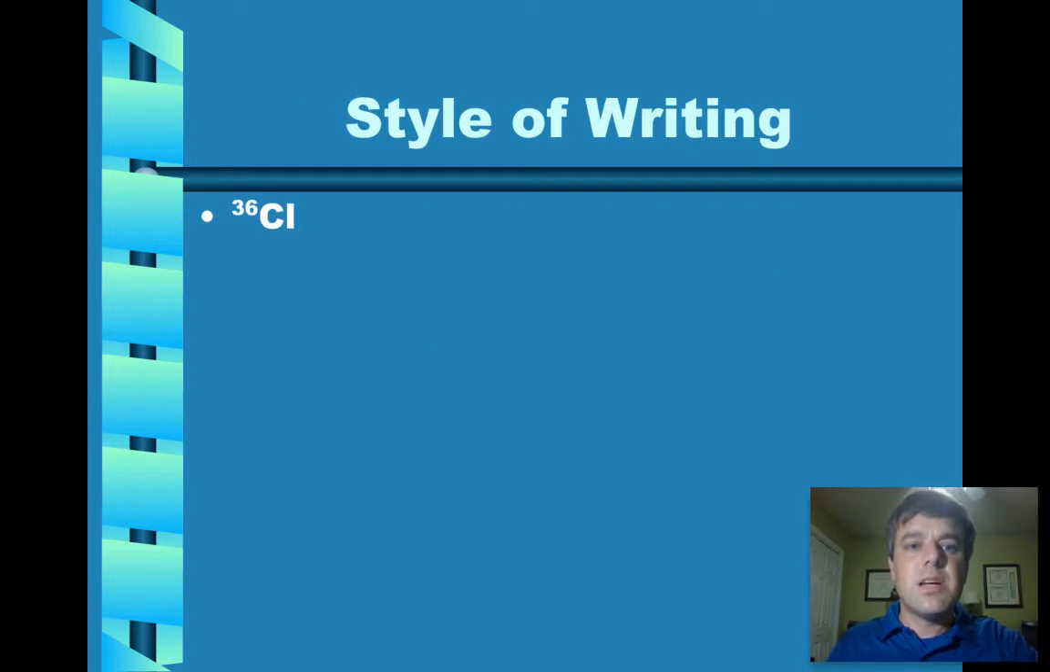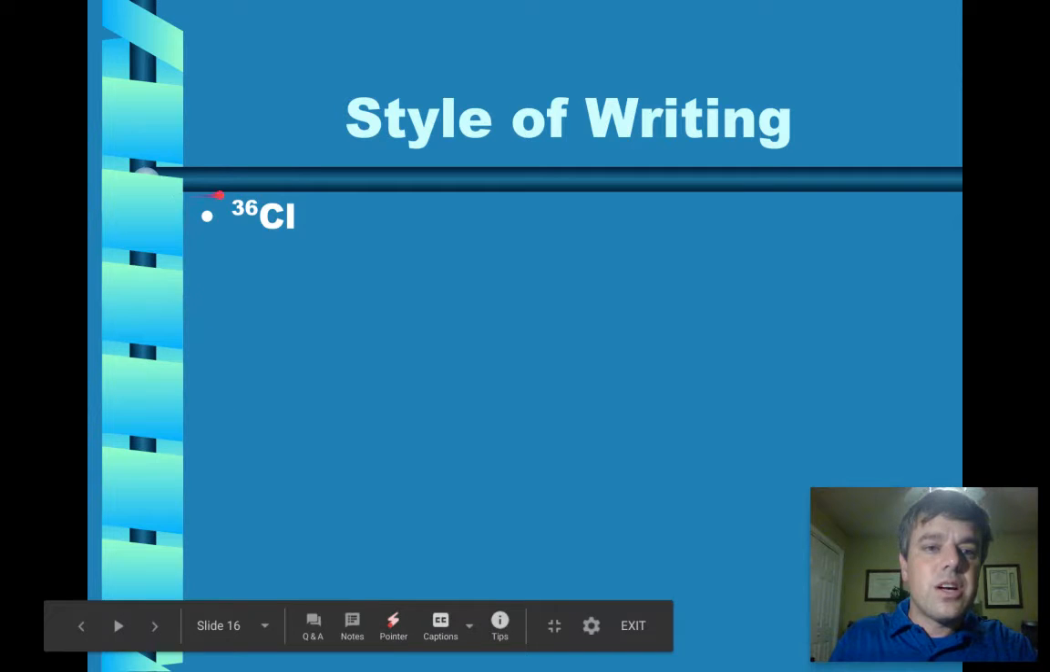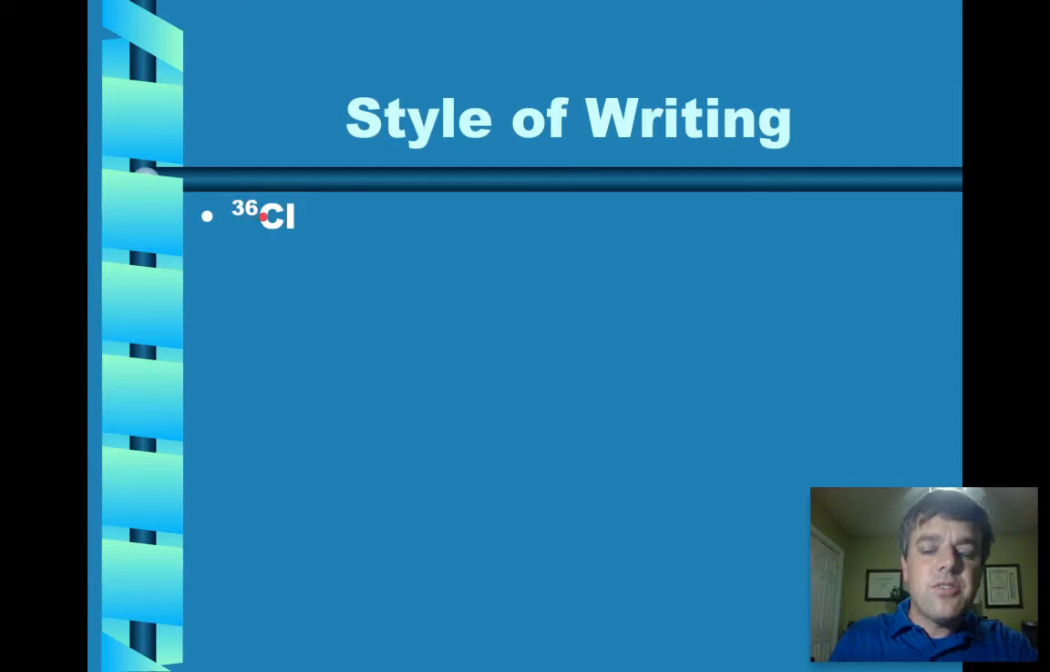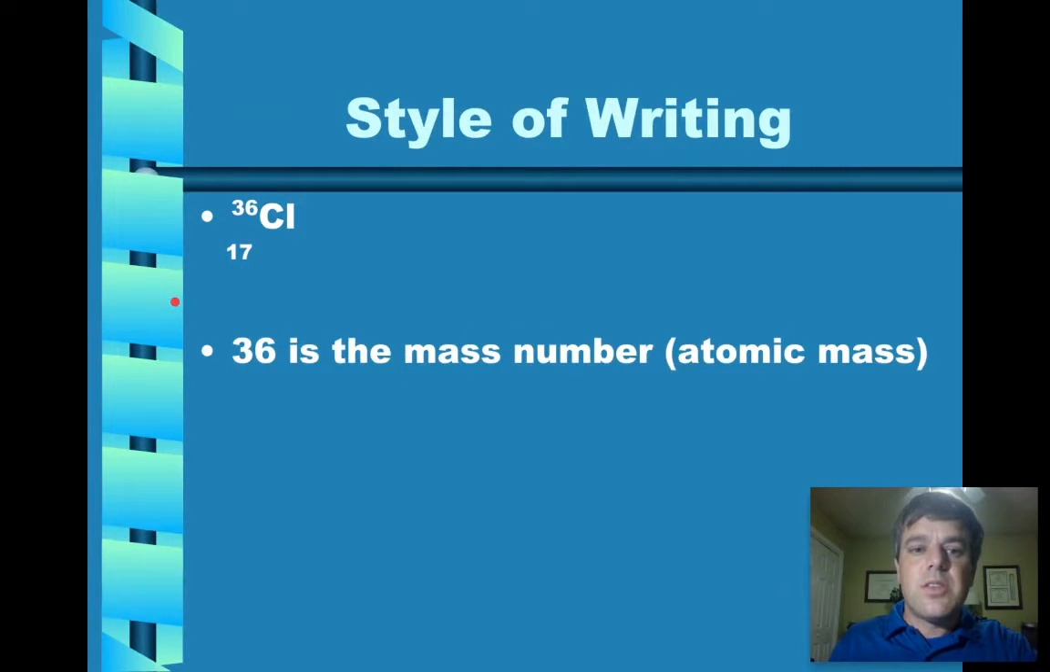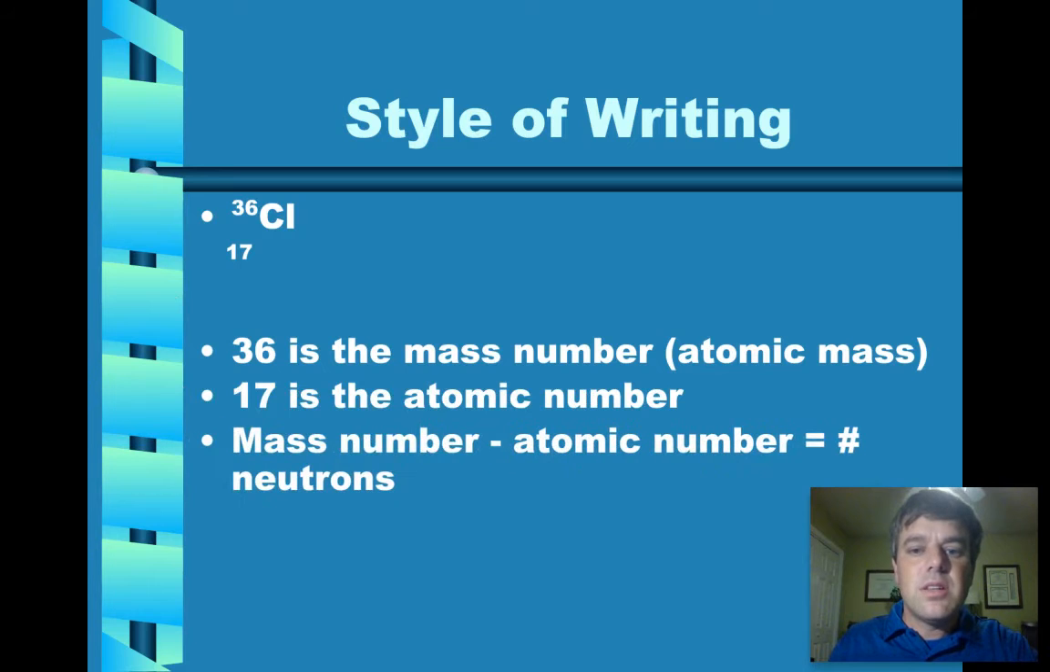There's a special notation that chemists use. They could just say 36Cl, where the 36 up here is the mass. They don't need to specify the atomic number because you can look on your periodic table and find that it's 17, or sometimes they'll write the 17 down below it as a subscript. So 36 is the mass number or atomic mass, and 17 is the atomic number. If 17 is the atomic number, you have 17 protons. If you take the total mass minus your 17 protons, you can find the number of neutrons. So 36 minus 17 gives you 19 neutrons.